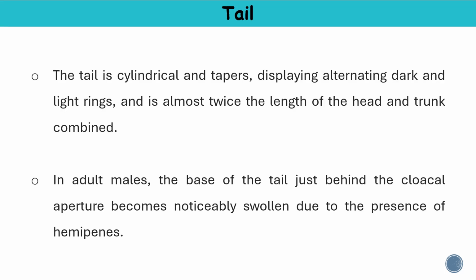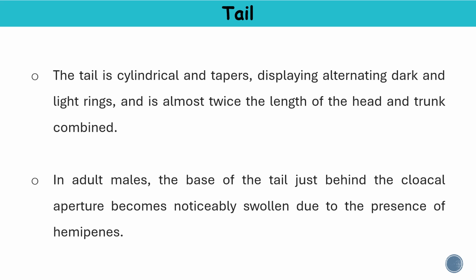The structure of the tail. The tail is cylindrical, tapers to a point, and displays alternating dark and light rings. In terms of size, the length of the tail is almost twice the length of the head and trunk combined.